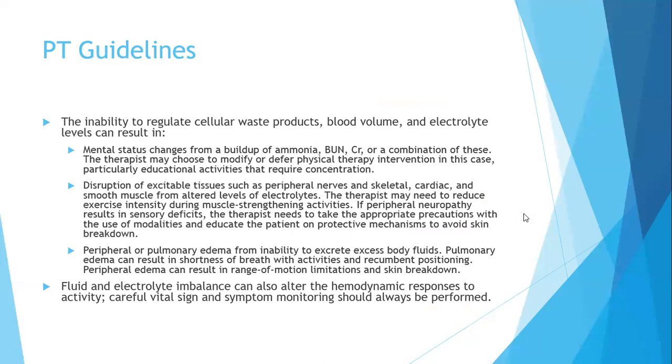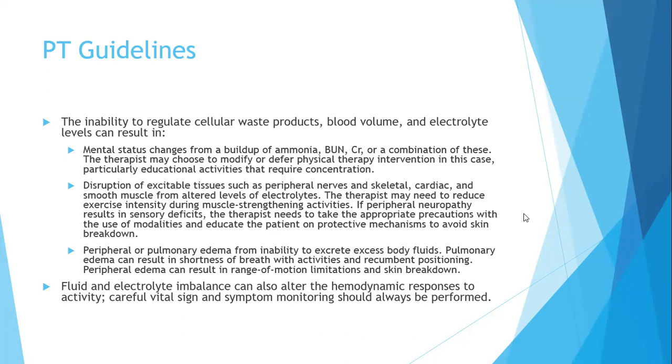So the inability to regulate cellular waste products, blood volume, and electrolyte levels can result in mental status changes because of the buildup of chemicals in the body. So you might need to modify or defer physical therapy if they have a change in mental status, particularly educational activities like teaching them how to use the incentive spirometer, or any activity that requires concentration. So disruption of excitable tissues like peripheral nerves and skeletal, cardiac, and smooth muscle from altered levels of electrolytes can be a contraindication to exercise. So we may need to reduce exercise intensity during muscle strengthening activities.